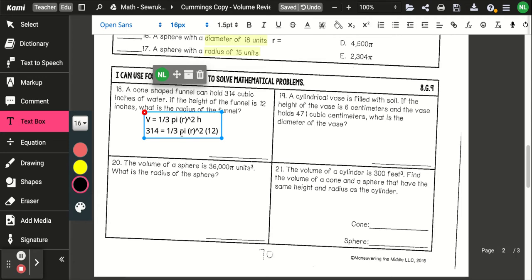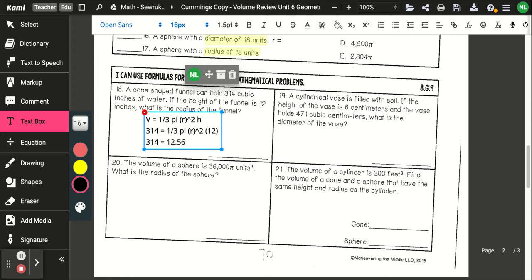1/3 times pi, which is 3.14 times 12. You put that in your calculator. You need to do this in your calculator too. I don't want to be the only one doing it. And then you're like, well, I don't know how I got that. I'm not really sure. So I just did 1/3 times 3.14 times 12, and I got 12.56.